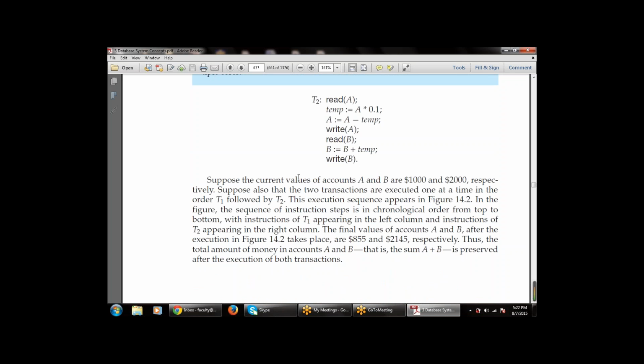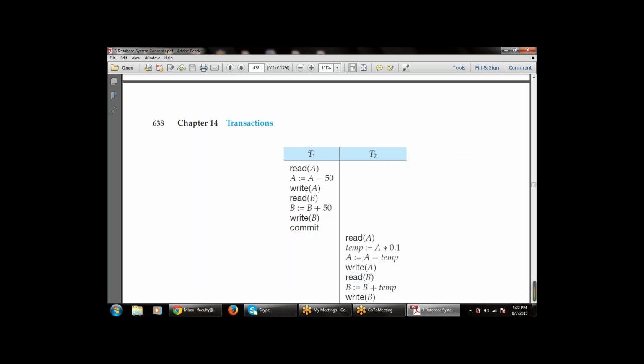Suppose the current values of accounts A and B are $1000 and $2000. Suppose the two transactions are executed in the order T1 followed by T2. First T1 is carried out, and only then is T2 carried out. This must be followed in chronological order, from top to bottom, with T1 appearing in the left column and T2 in the right column.